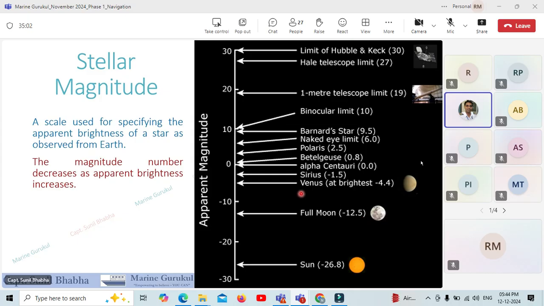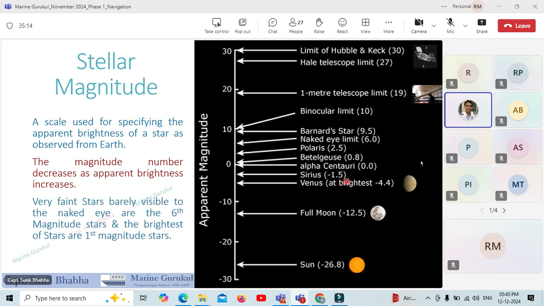Then after the Moon, we have the planet Venus. When it is at its brightest, it has a stellar magnitude of minus 4.4. Then we have the star Sirius, having a stellar magnitude of minus 1.5. Then Alpha Centauri, the nearest star to us after the Sun, having a stellar magnitude of 0.0. Then Betelgeuse 0.8, Polaris 2.5. Now, the limit of the naked eye is stellar magnitude 6.0.